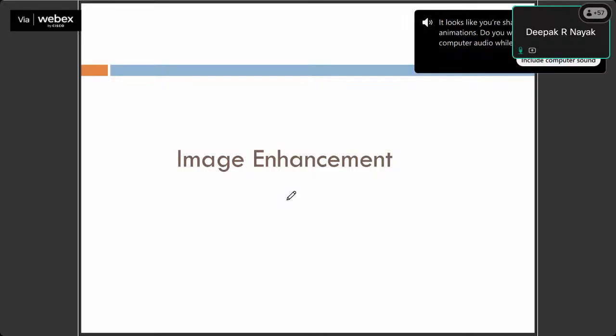So next concept is image enhancement. Before I discuss image enhancement, let me talk about the traditional computer vision system, and why we actually need image enhancement in this particular topic. What are the stages involved in a traditional computer vision system?